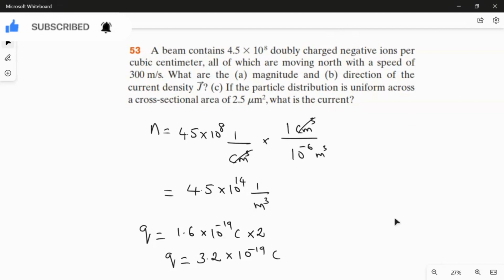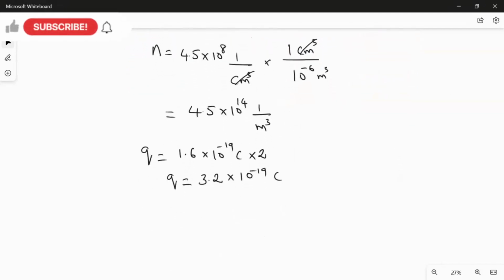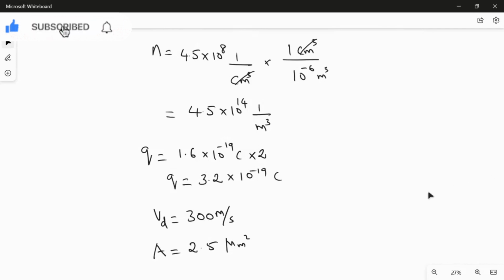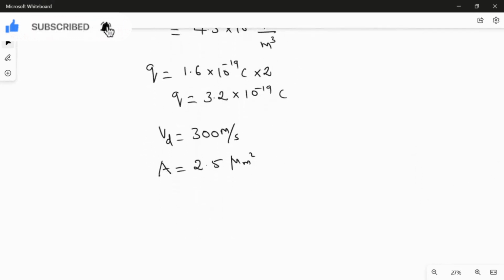Also, they gave the information about the drift speed. The drift speed v_d is equal to 300 meter per second. And the cross-sectional area is given, A is equal to 2.5 micrometer square. So we have to write the value in terms of meter square. The micro takes the value of 10^-6, so therefore 2.5 × 10^-6 meter square.